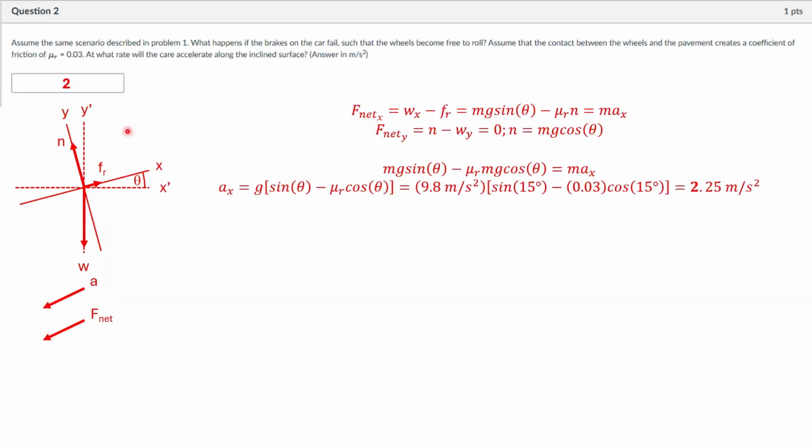Question 2. Assume the same scenario described in the previous problem. So same scenario, had the car on a 15-degree incline, it's parked. What happens if the brakes in the car fail such that the wheels become free to roll? Well, now we're not going to assume F net is zero anymore.